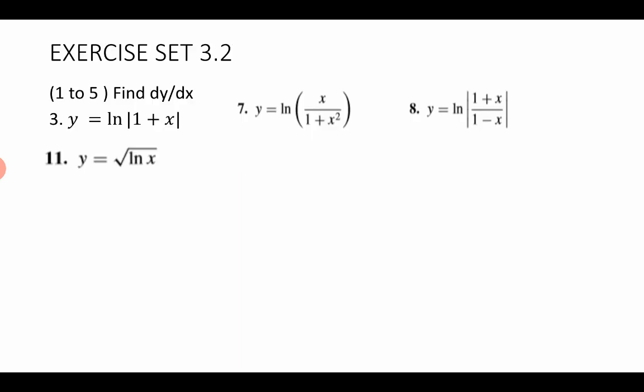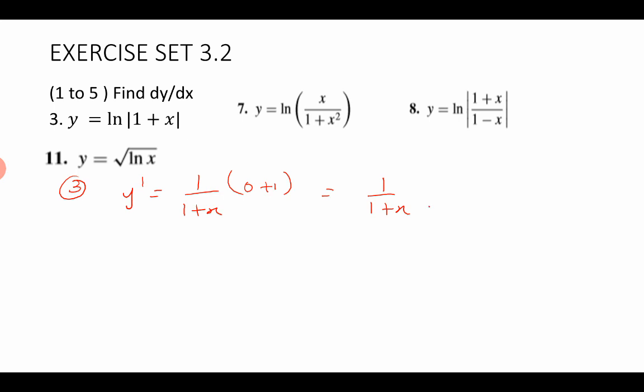Okay, we are going to use these results in exercise set 3.2, problem number 3. Problem number 3, we can solve it by formulas directly. What is y prime? Differentiate 1 over 1 plus x, and now differentiate 1 plus x. What do you get? 0 plus 1. And the answer for this one is 1 over 1 plus x.